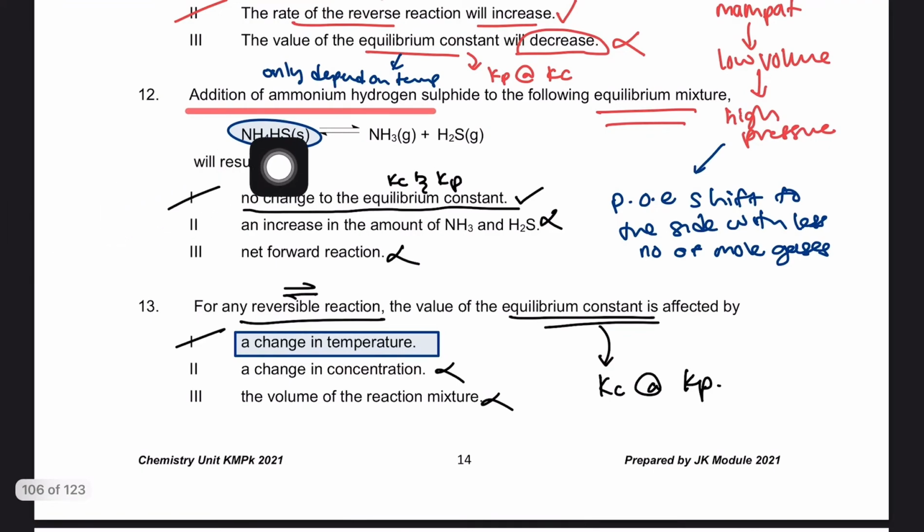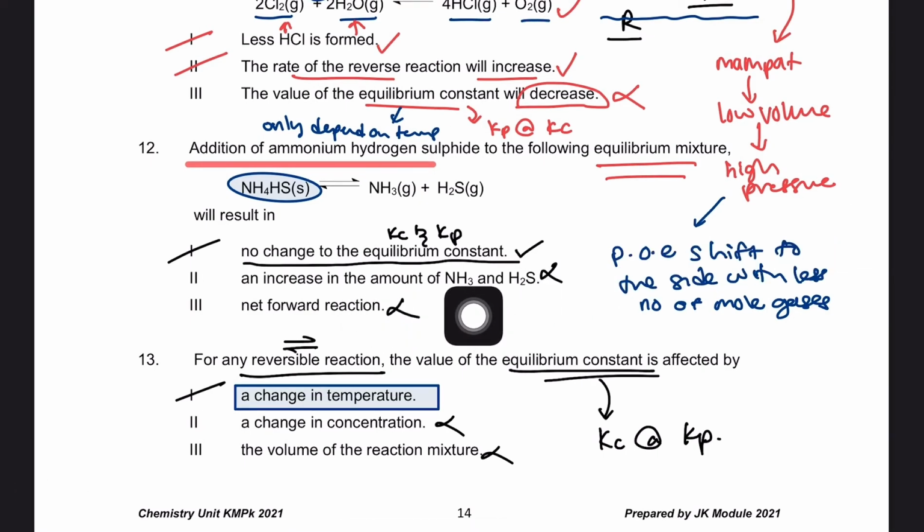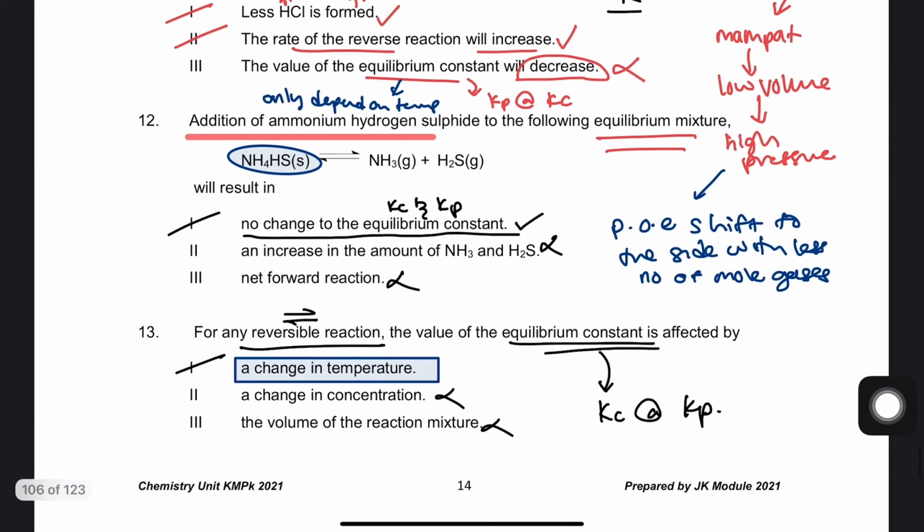So next question here, addition of ammonium hydrogen sulfide to the following equilibrium mixture. What's going to happen? Can you see ammonium hydrogen sulfide is a solid, so there's going to be no change in the equilibrium constant? Yes, correct. Increase in amount? No, it's not going to. Addition of a solid is not going to increase or decrease anything. There's not going to be any shift in the position of equilibrium. And net forward reaction? No. So the answer is only 1. Alright.